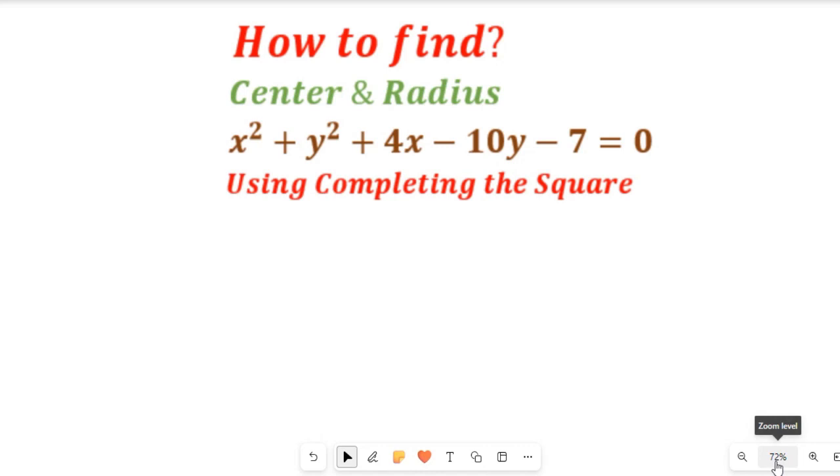Join me as we find the value of the center and the radius of this equation of the circle that is given to us. In this equation, we are asked to find the value of the center and the radius of a circle given this equation. We're going to see how we use the completing the square method to do this.